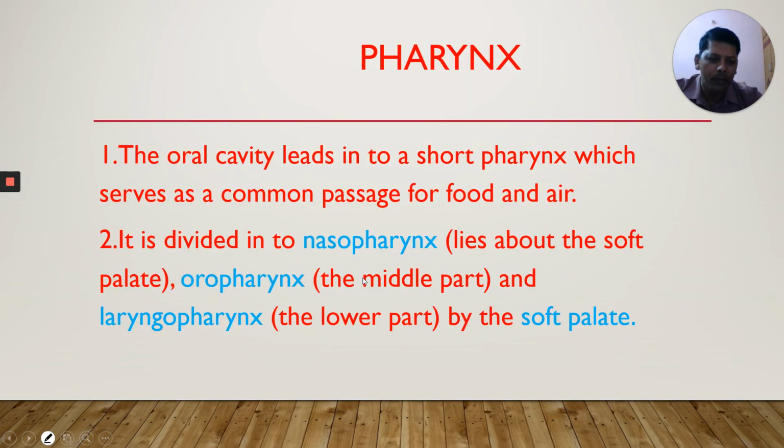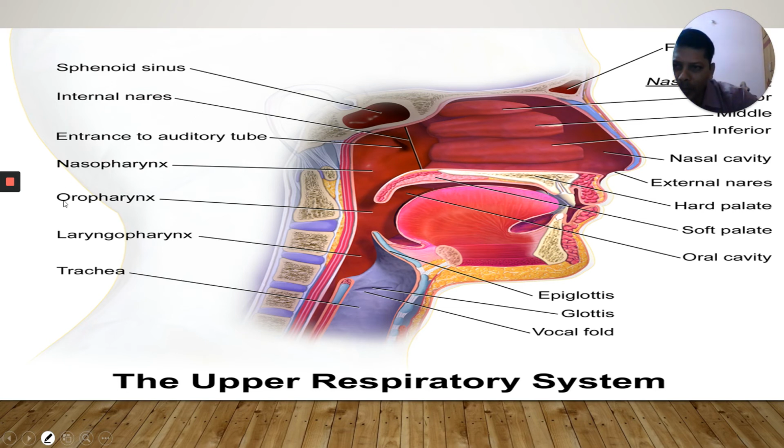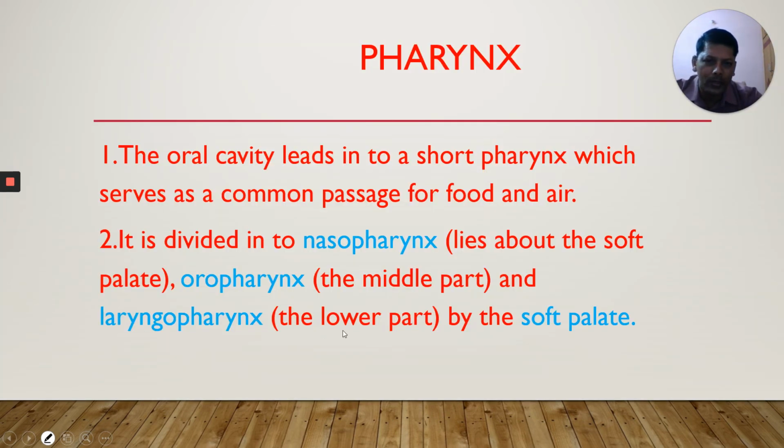Next, oropharynx, the middle part. This is the nasopharynx, this is the oropharynx, the middle part. Next, laryngopharynx, the lower part. The pharynx is divided into three parts by which structure? Soft palate. The soft palate divides our pharynx into three parts. The upper part is nasopharynx, the middle part is oropharynx, and the lower part is the laryngopharynx. Got it?